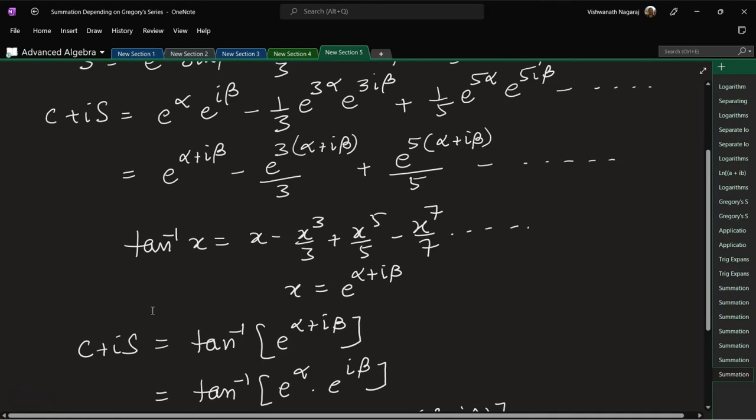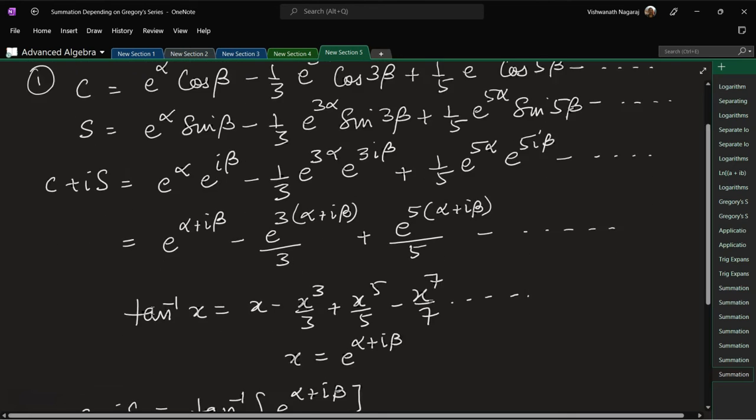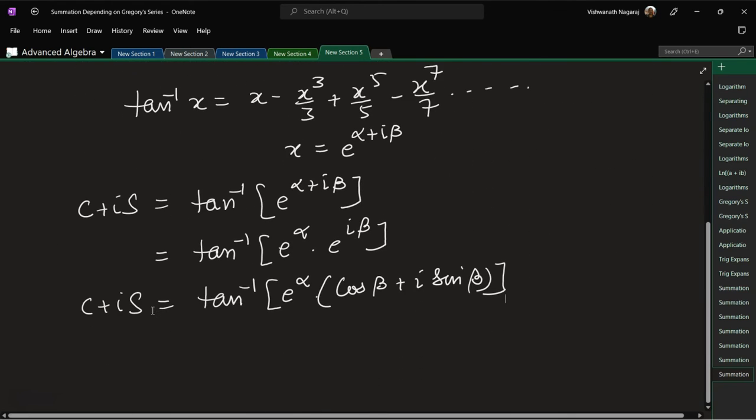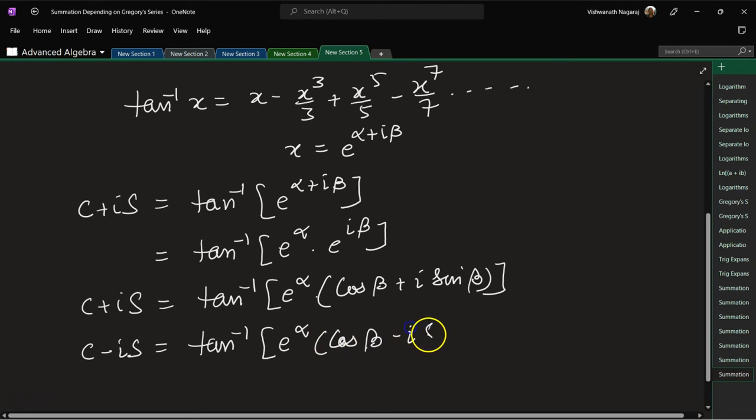But what are we interested in? We are interested in the cosine series, that is C. So we have to get rid of this IS, imaginary part. So what we'll do is, we will do C minus IS. So that when we add, what happens? IS disappears. So this would be tan inverse of e to the power of alpha cos beta minus I sin beta.